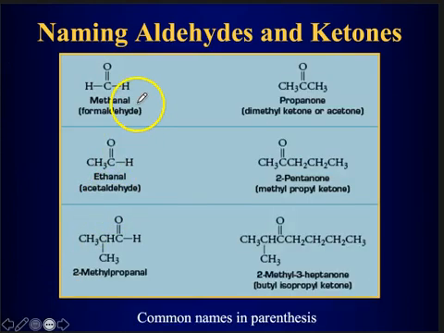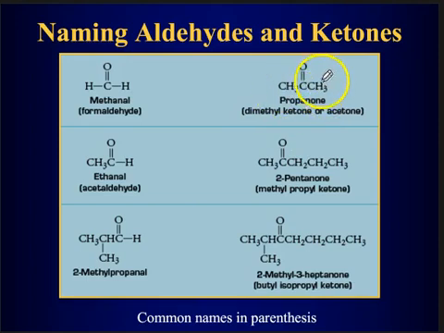And for our aldehydes, we're going to add the suffix "al." So methanal is formaldehyde, because there's 1 carbon and it's an aldehyde group. For a 2-carbon chain, ethanal, so we drop the E and add the al. Then we have 1, 2, 3 carbons, so it's a propanal with a methyl on carbon 2, so a 2-methylpropanal.